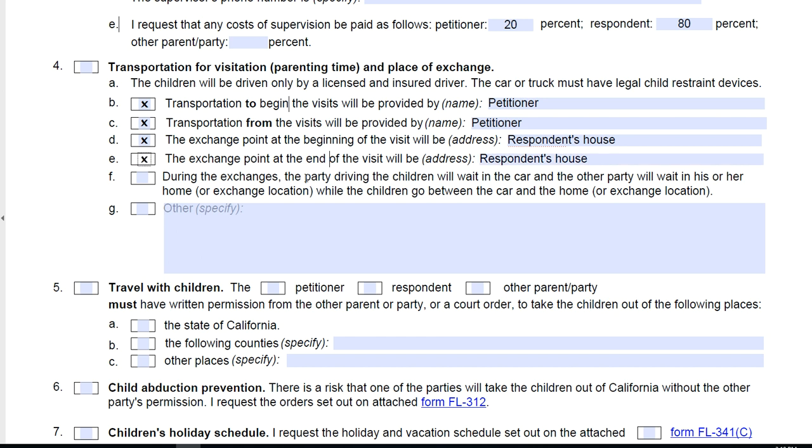If you and the other parent are not getting along well and there's tension at the exchange, you can mark this one, which basically says that you're not going to go near the respondent and respondent's not going to go near you during an exchange. It's just a matter of picking up the child.